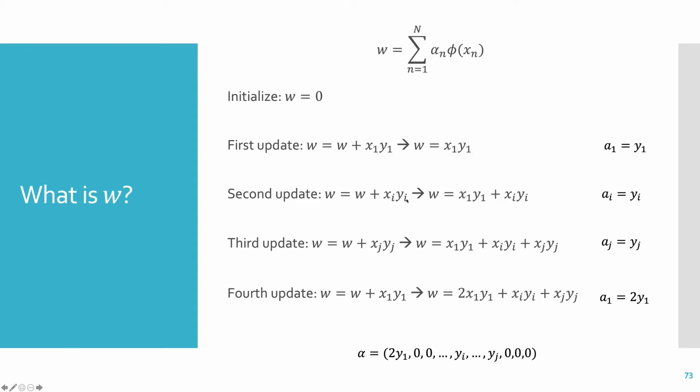Second update is on xi, yi. Then alpha i will be yi. If our third update is on xj, then alpha j will be yj. Let's assume we do a fourth update and it's on the first sample again.